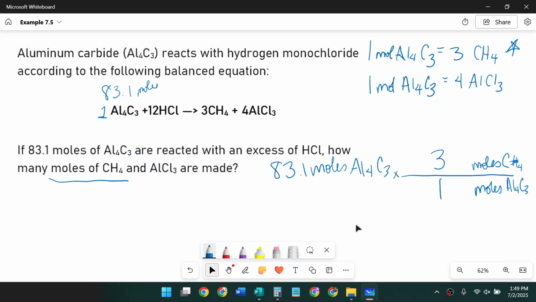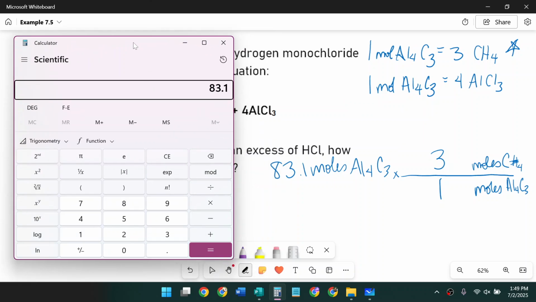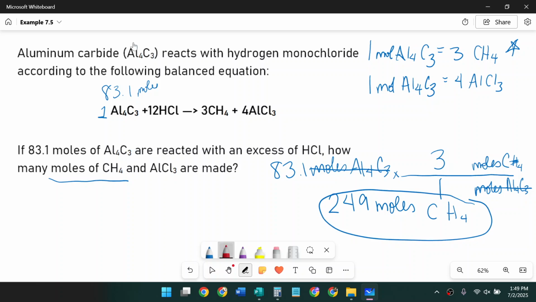So we can just multiply that out, and we have to remember that we need to keep 3 significant figures because that's how many we have in 83.1. So we get 249.3, but we can only keep 3 significant digits, and the 0.3 makes us round that down to just 249. So we have 249 moles of CH4. All right, so there's our first one. And then our second one wants to know how many moles of AlCl3 are made. That can use our second one.